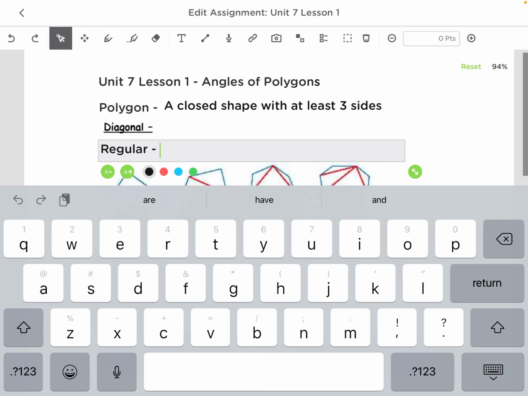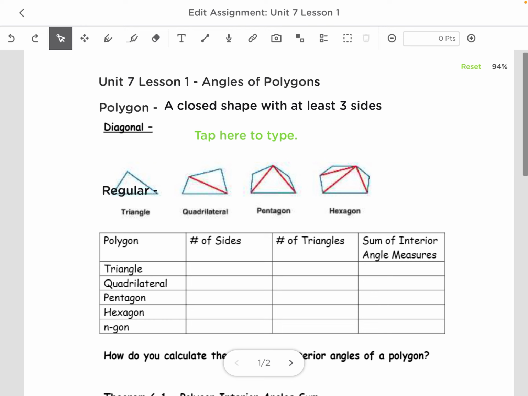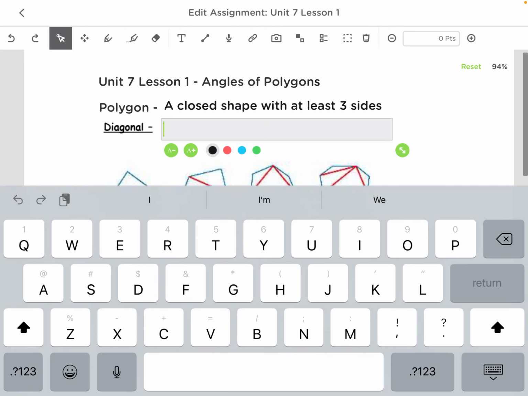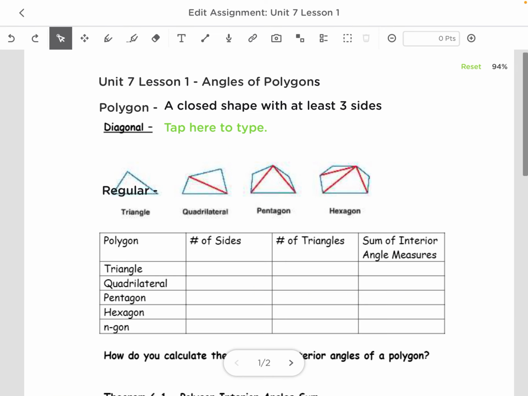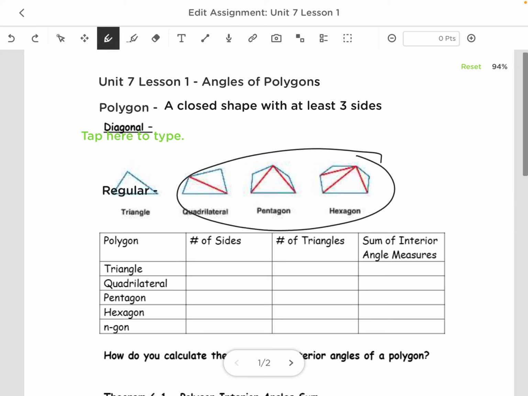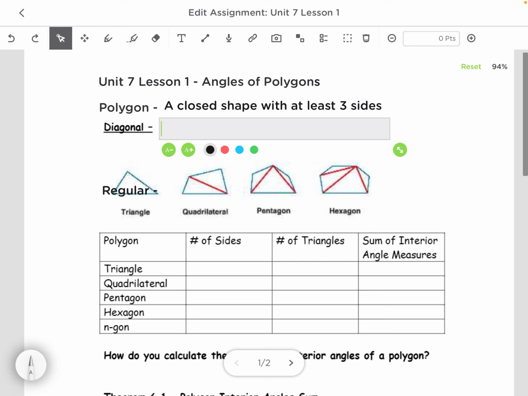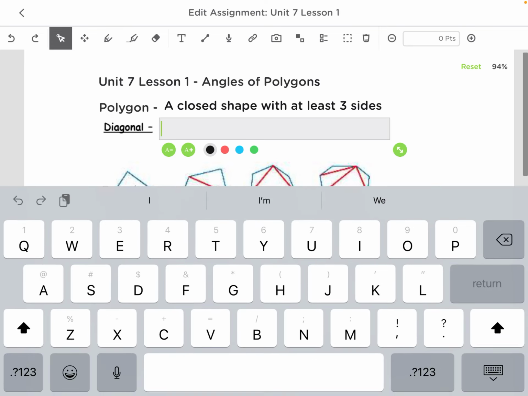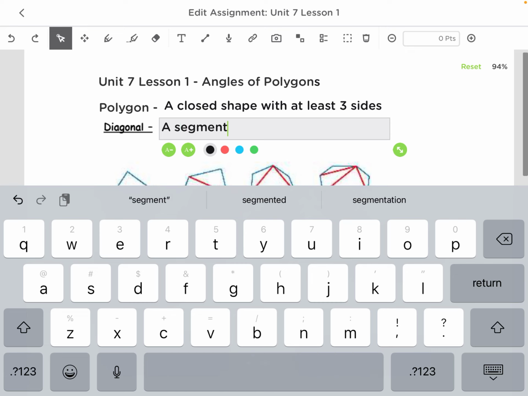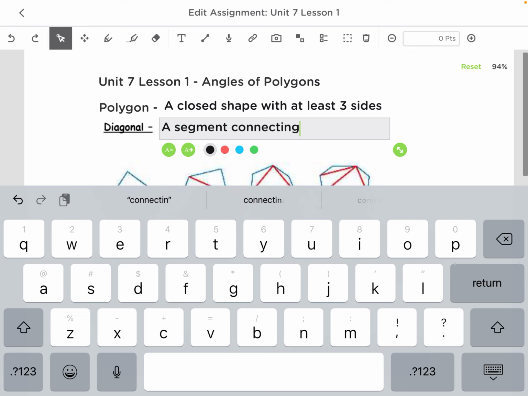Now, this term diagonal is one of the things we use to describe our polygons. So these red things in our shapes here are diagonals, and those split up the shape into different triangles. We'll talk about that more in just a second. So a diagonal is a way to split up a shape, and it's just a line segment connecting 2 corners of the shape.